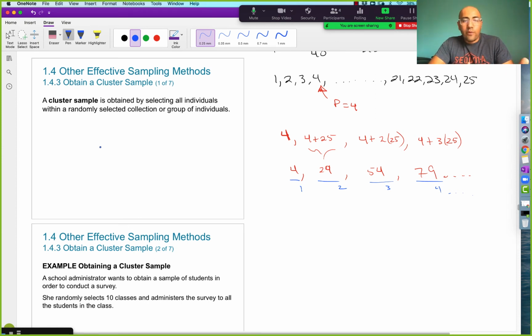I have the computer randomly select 20 of them, and then I track them down. I call them, I email them, I go to their house, I go to their job, I track those people down and say, you were selected to be a member of this sample. Please let me get some information from you, right? That would be simple random sampling.